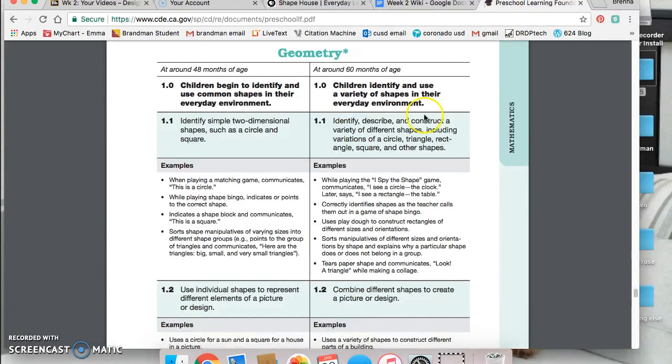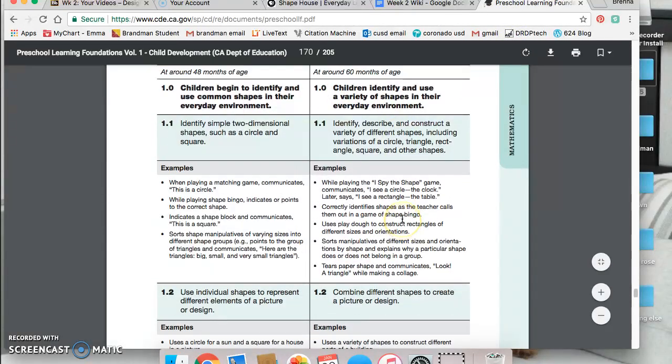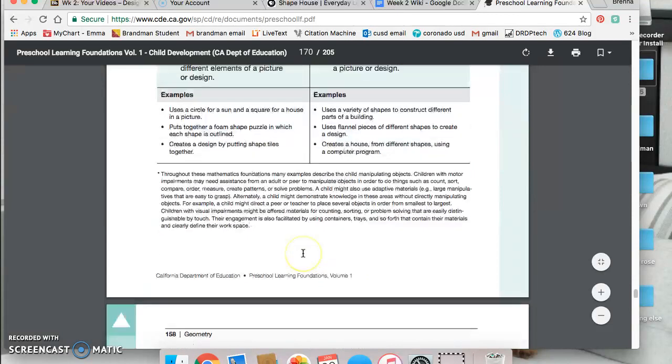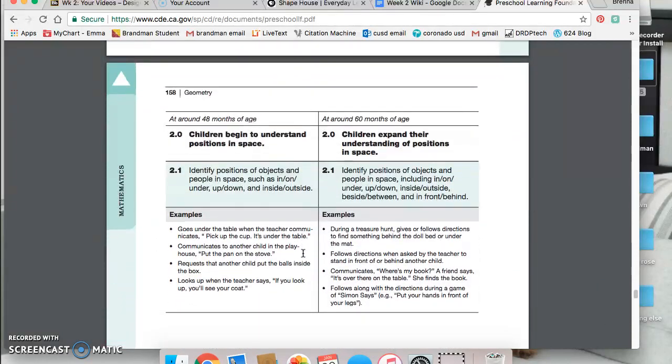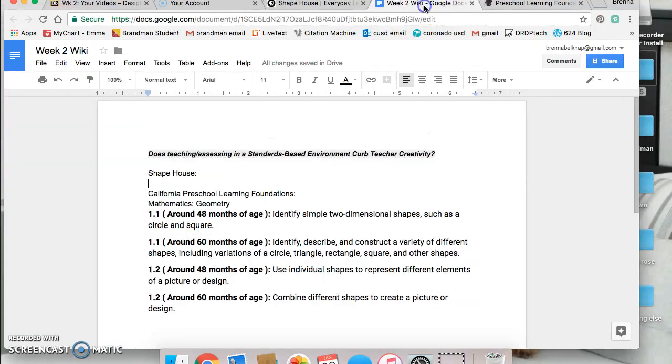I pulled up the California Preschool Learning Foundations here, and this is the geometry section. Looking below, you can use this as well to understand positions in space. Another extension activity is telling your students to put the triangle on the square in order to make the roof, using those positioning words to deepen their understanding of the shapes and how they coordinate in space.